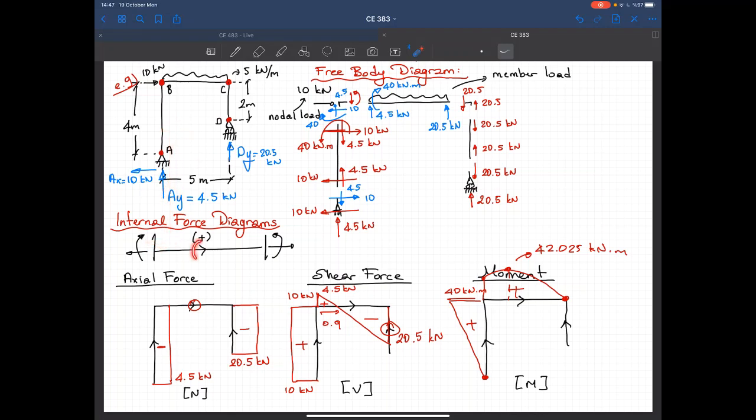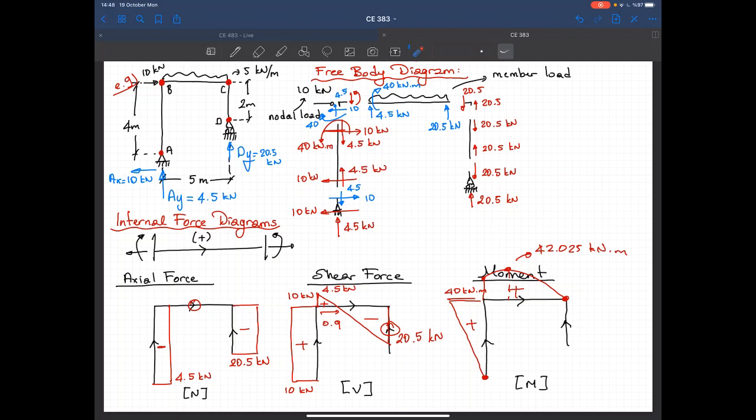So with the arrow, we will determine the positive direction for members that are not horizontal. Okay, again, drawing the free body diagram, drawing the internal force diagram of this member is very similar to drawing the internal force diagram for simply supported beams.